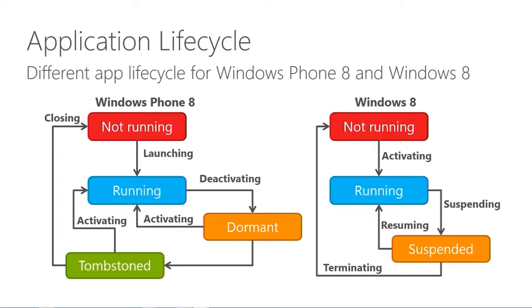On Windows 8, it's a little bit different, and I would say it's a little bit simpler, and probably even a little bit easier. There is no tombstoned state in Windows 8. You go from non-running to running, and you get the activating event to tell you about that. When your app gets pushed into the background, you get a suspending event. When you come back from the background, you get a resuming event. And when your app is terminated, you get a terminating event.